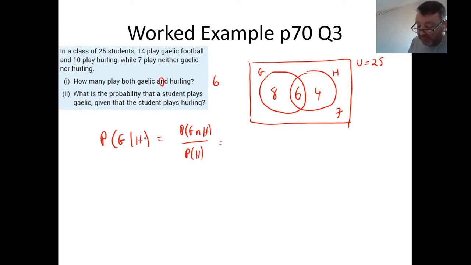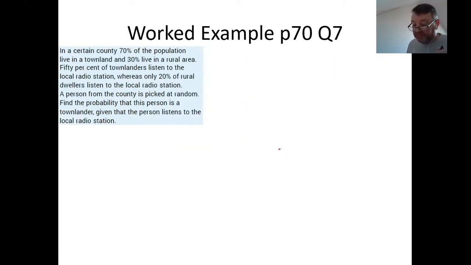What does the given mean? We're going to restrict ourselves just to H. So we're restricting ourselves to 10. And out of those 10, those who play Gaelic are 6. So the answer is 3/5.